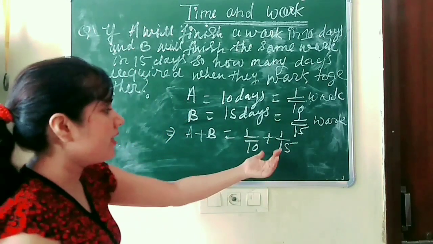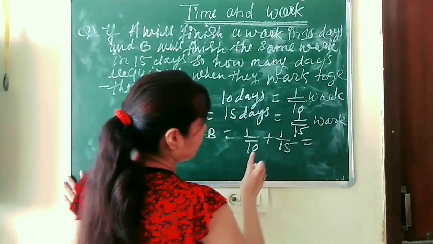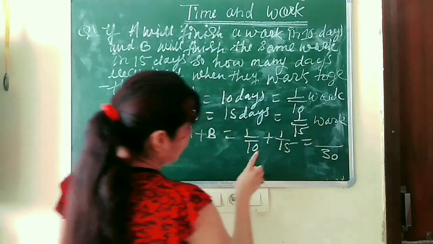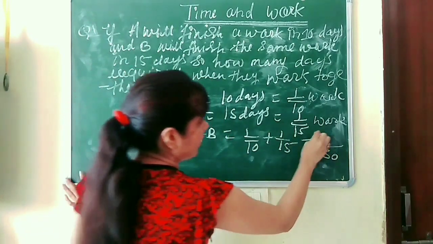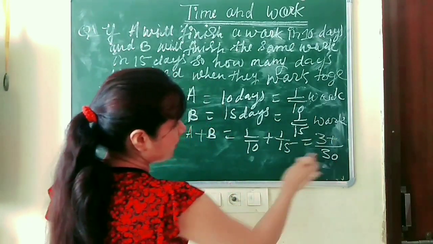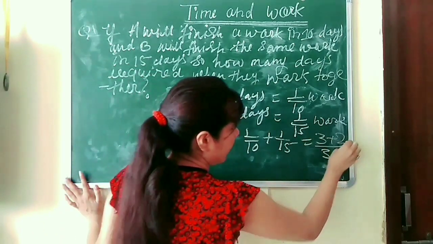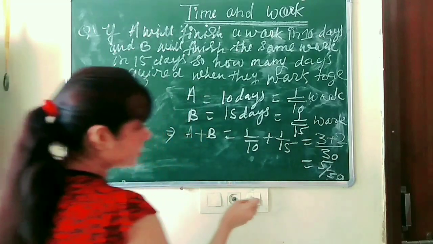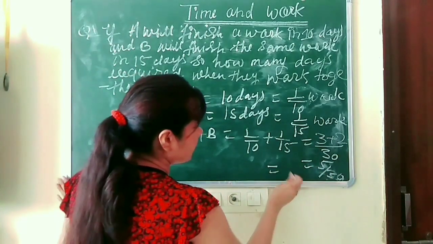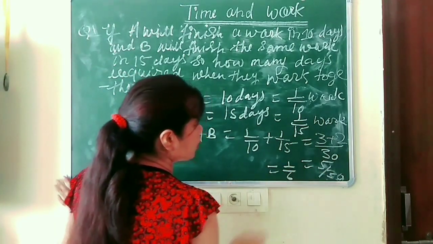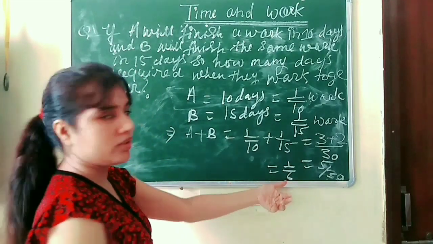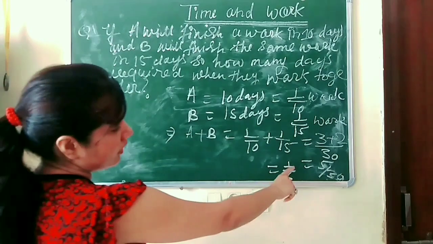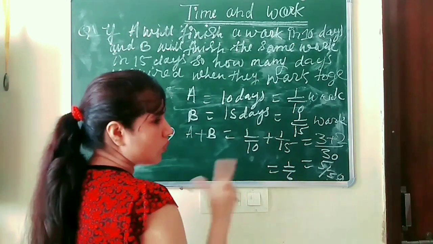We simply take the LCM. The LCM of 10 and 15 is 30. So 30 divided by 10 is 3, plus 30 divided by 15 is 2. That will be 5 by 30. If we reduce it, that will be 1 by 6. So this is the amount of work when they work together. They will do 1 by 6 work.